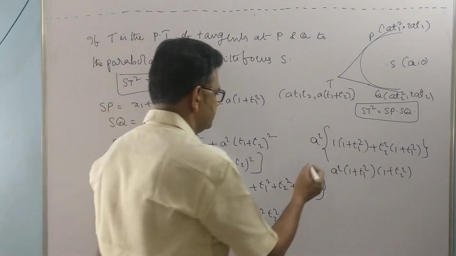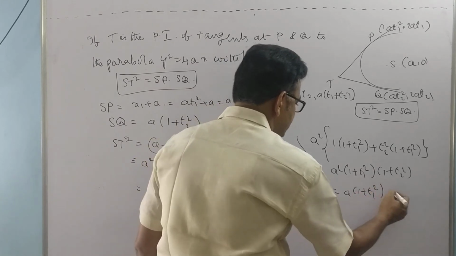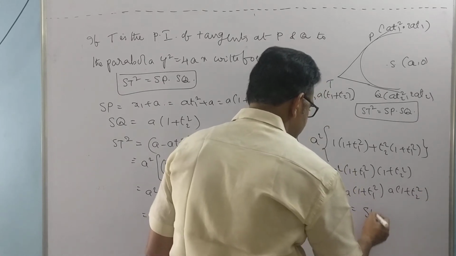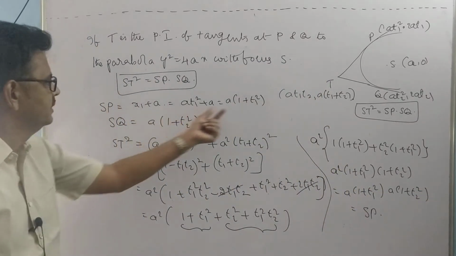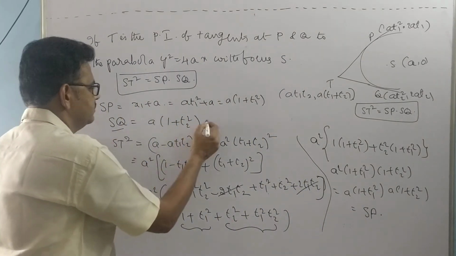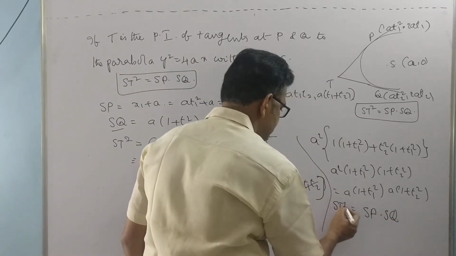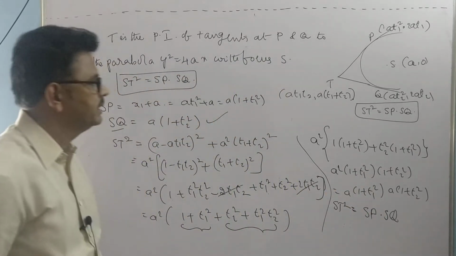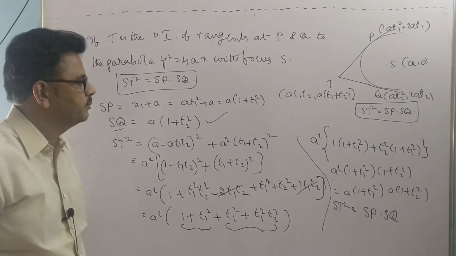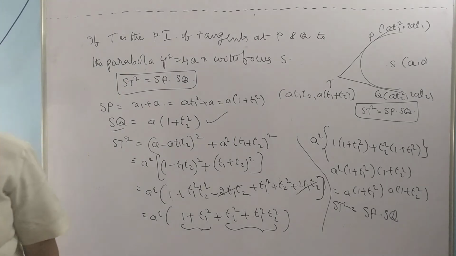That is equal to a into 1 plus t1 square into a into 1 plus t2 square. So this is SP equal to a into 1 plus t1 square, and this is SQ. So ST square is equal to SP into SQ. That means SP, ST and SQ are in geometric progression. So this is one property.